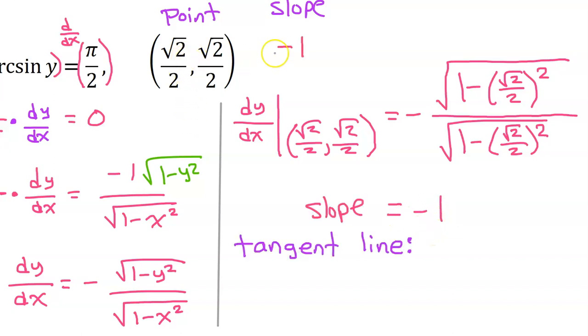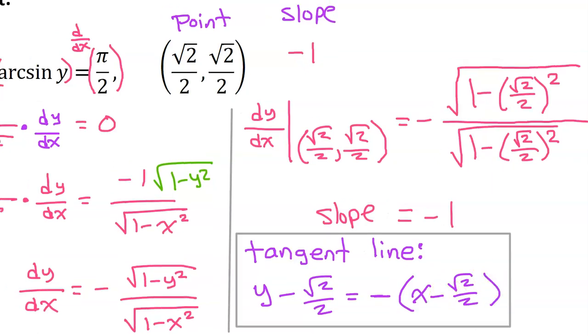Now that we have a point and the slope, we can easily write an equation of the tangent line. It goes y minus the y value, which is radical 2 over 2, is equal to the slope, which I will just put a negative sign, times x minus the x value of radical 2 over 2. So that's it. There's your final answer.